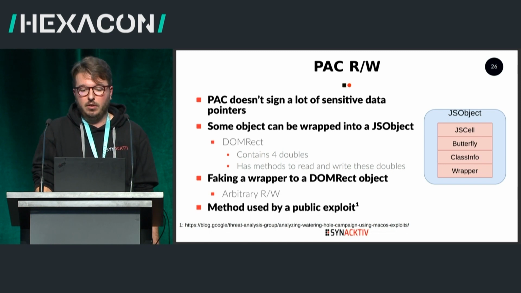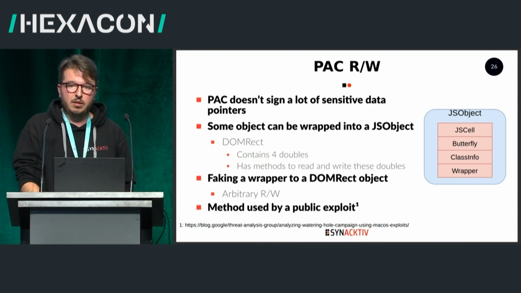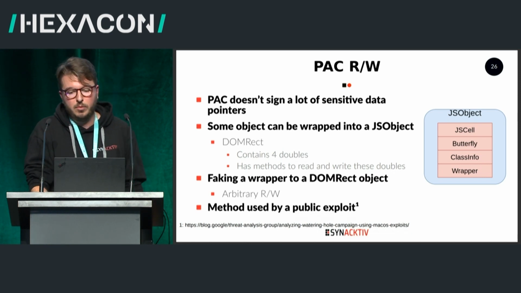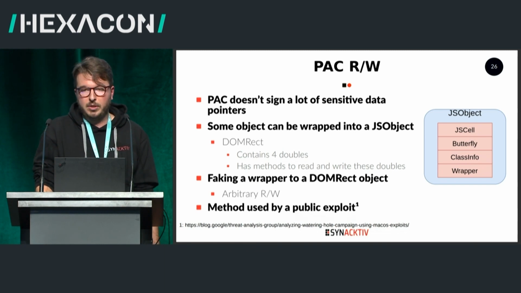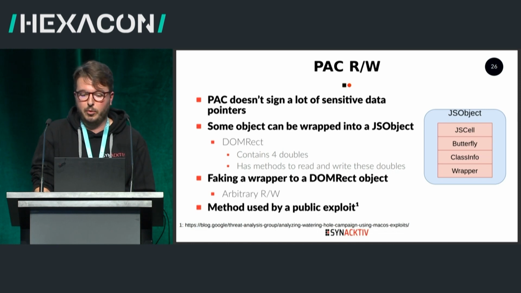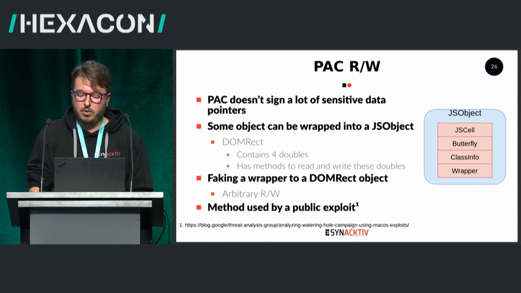Before 2022, pac was not used to sign many sensitive data pointers, and one known method to build arbitrary read-write was to use some DOM objects that are wrapped into JavaScript objects, because if attackers can fake this kind of JavaScript object, then they can control the wrapper pointers to the DOM object and potentially build arbitrary read-write. One interesting object was the DOMRect, because it has 4 doubles, and it also has methods to read and write these doubles. So if an attacker can fake this kind of object, they can read and write arbitrary doubles to memory. This method was used by a public exploit of 2021.